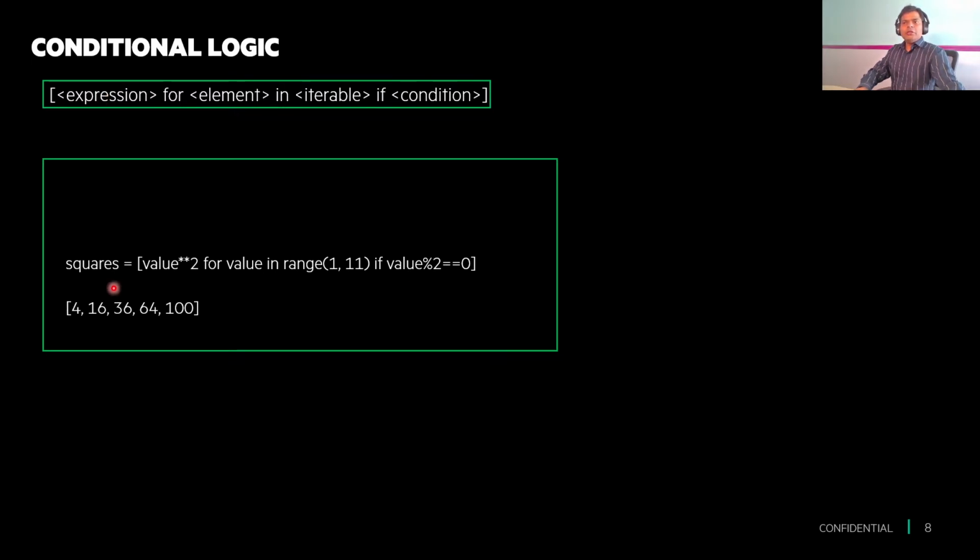We want the square of only the even numbers. We can have some condition for the same. We are saying pick up the value, look for the value. If it is divisible by 2 and the remainder is 0, then only use the number for the square. And once the condition is met, we are passing the number and doing the expression. And at the end, this is what we got.